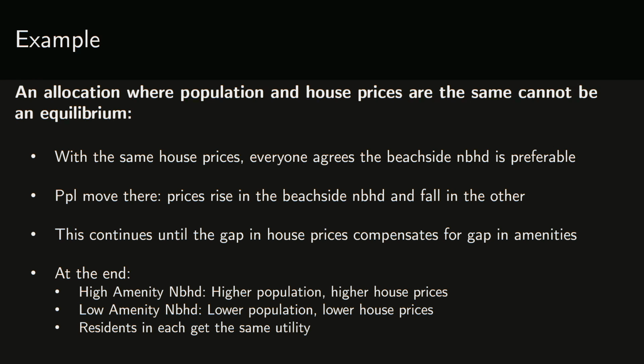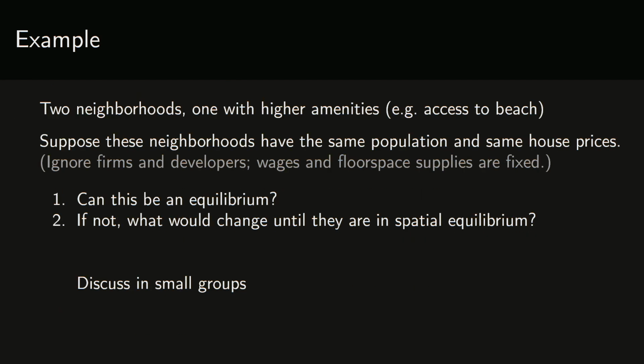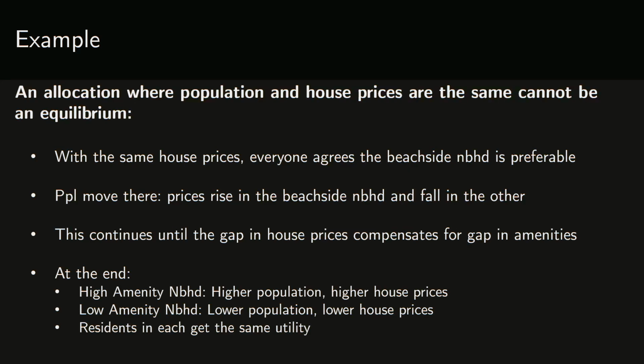It's house prices, exactly. So as people move into the beachside neighborhood, I've said that the floor space supply is fixed, so housing supply is fixed. If more people move to a place with a fixed supply of housing, the price of housing has to go up. And exactly as you said as well, in the neighborhood that they're leaving, the opposite is true. There are now fewer people there with the same amount of housing. The housing price goes down. And so this continues.